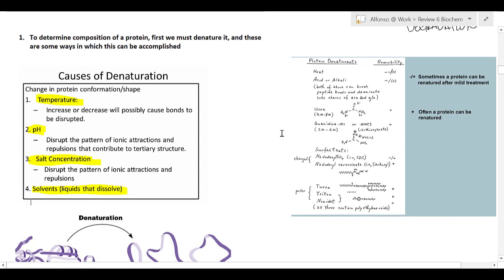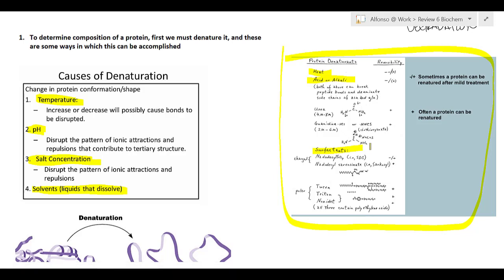And this is the slide from Dr. Marsh's class, which pretty much tells you the same thing. Heat, acids or alkali, surfactants, that would be your solvents. And then there should be salt concentration here. It is not, but it's one of those. So these are the ways in which you can denature a protein. Are there any questions about that?